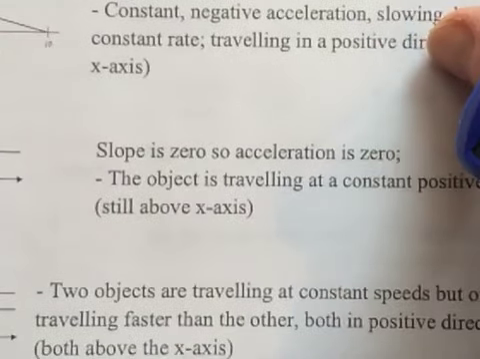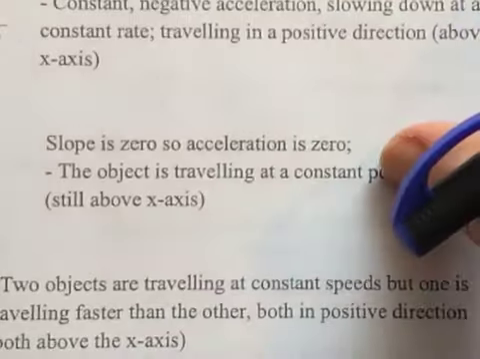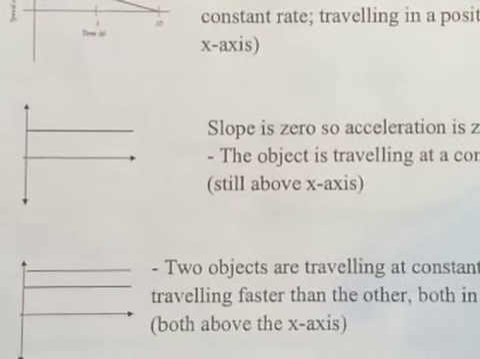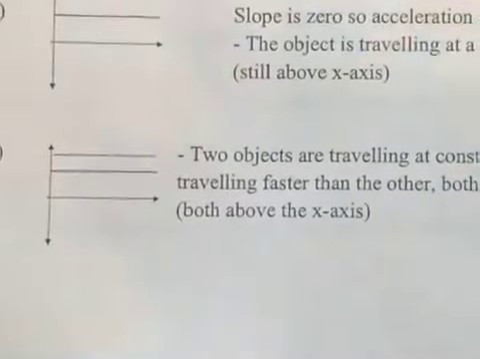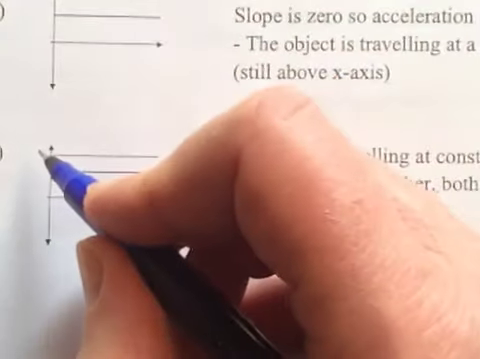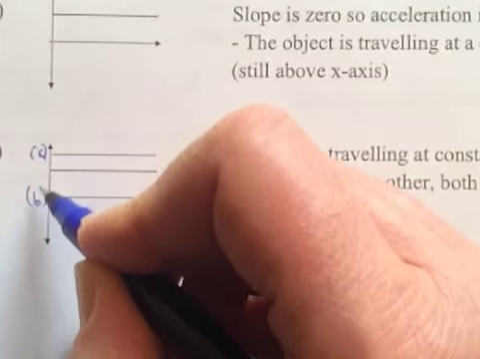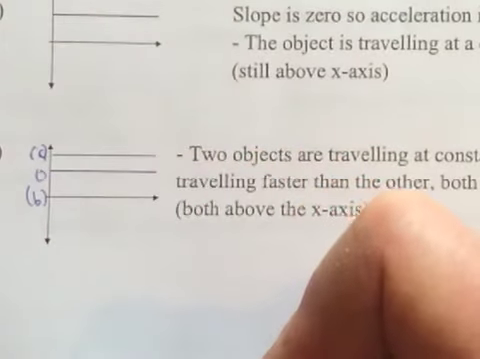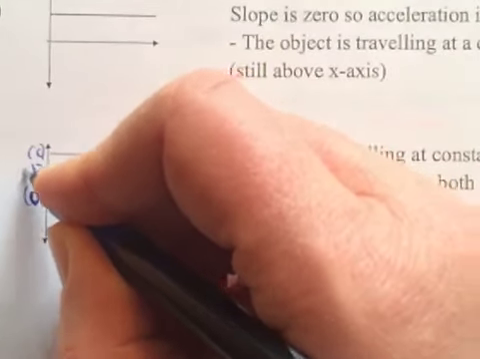Slope is 0, so the acceleration is 0. It's traveling at a constant but positive speed, and we know it's positive because it's above the x-axis. This one, if it was on the PowerPoint, you would see they were two different colors. This is object A, this is object B. Oh, no, I lied. This is the x-axis, and this is object B.